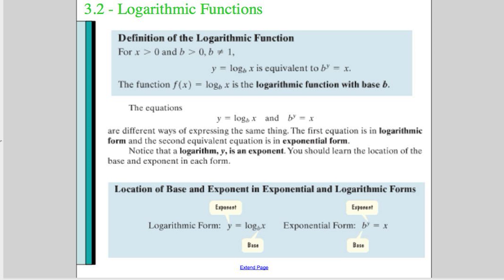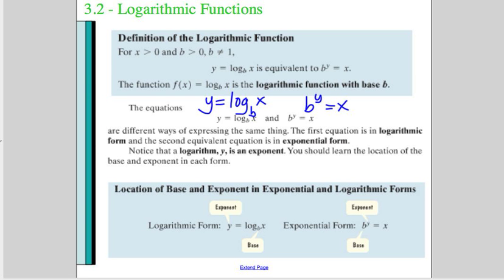So first of all, the definition of a logarithm. A logarithm is really the inverse operation of an exponential function. I know this is a little hard to read, but this says y equals log base b of x, and that's equivalent to saying b to the y equals x.